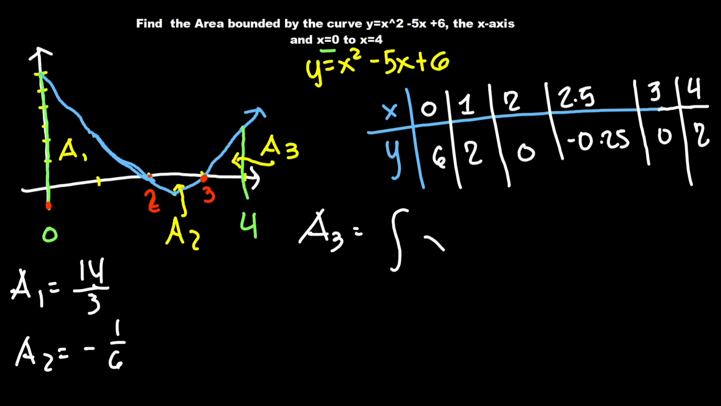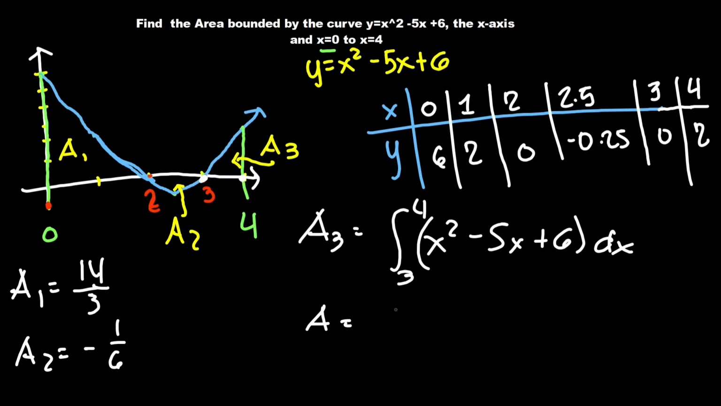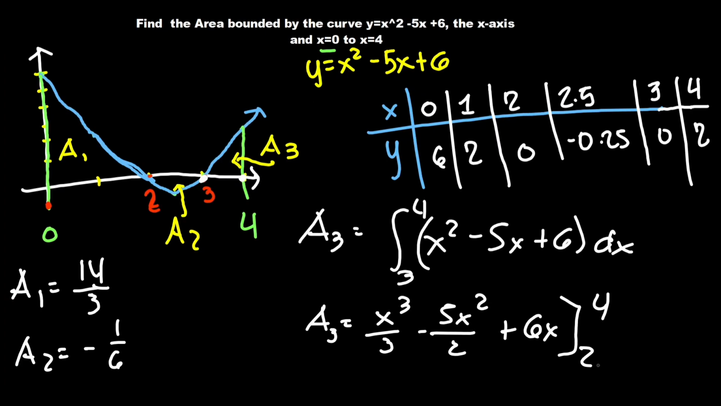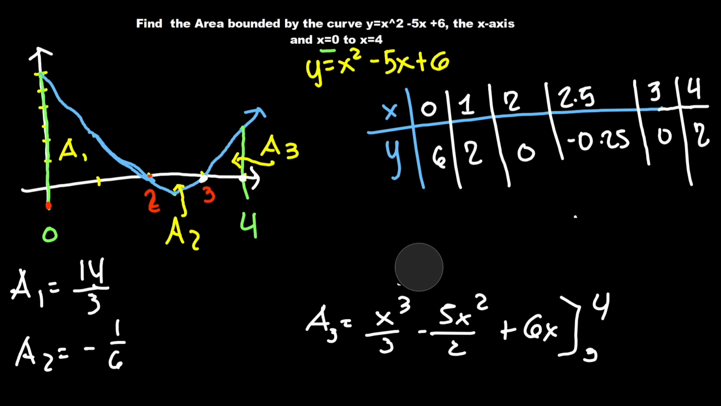So this would be the integral of x squared minus 5x plus 6 of dx, with the upper limit of this point right here, which is 4, and this point right here, which is 3. So this would be x cubed over 3 minus 5x squared over 2 plus 6x, with the upper and lower limit of 4 and 3. So substitute 4 first.